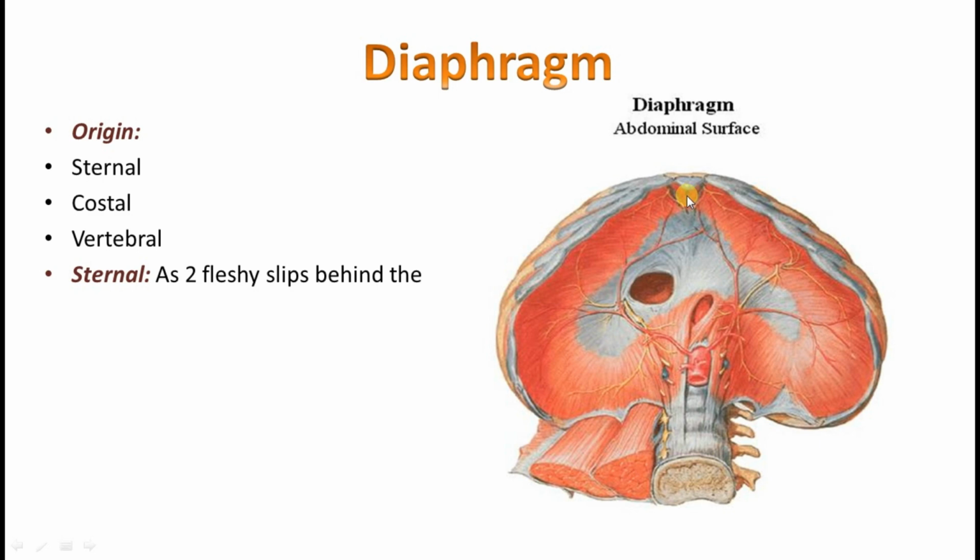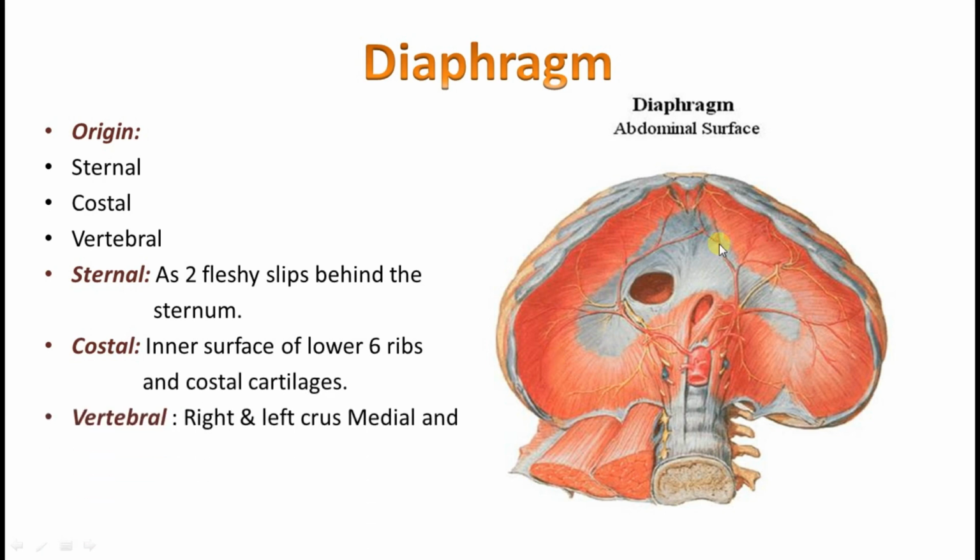Sternal: just a pair of two fleshy fibers from the posterior surface of the xiphisternum. Costal fibers from the lower 5 ribs and intervening costal cartilages, the inner surface of the ribs and costal cartilages. These costal fibers arise and all the fibers pass medially towards the central tendon. Vertebral fibers arise as the right and left crus of the diaphragm, so you sometimes call them crural fibers.